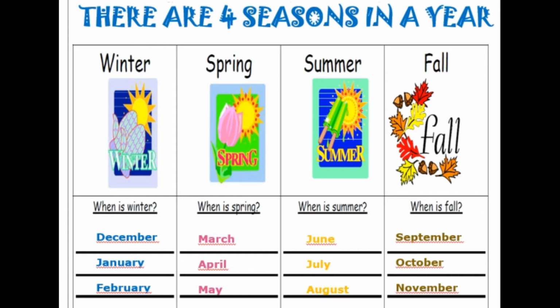There are 12 months in a year, remember. It starts with January, February, March, April, May, June, July, August, September, October, November, and December. But the seasons start with winter in December and finish with fall or autumn in November. All right?